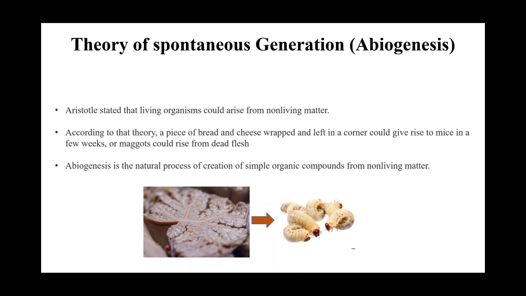And then we have the theory of spontaneous generation, or abiogenesis. This is given by Aristotle, who said that yes, there are living organisms and they are diverse because they can arise out of non-living matter. What he did was he had a piece of bread and cheese and he left it be. And he found that there were maggots forming out of these meats.